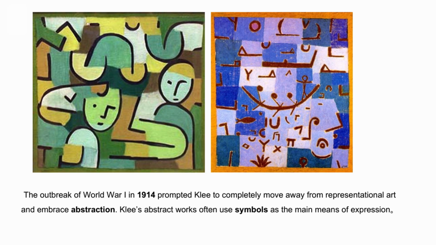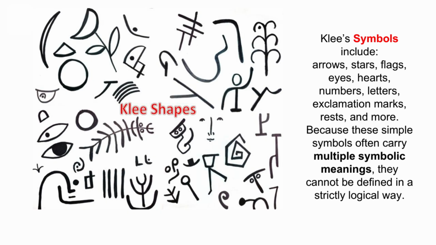The outbreak of World War I in 1914 prompted Klee to completely move away from representational art and embrace abstraction. Klee's abstract works often use symbols as the main means of expression. Klee's symbols include arrows, stars, flags, eyes, hearts, numbers, letters, exclamation marks, rests, and more. Because these simple symbols often carry multiple symbolic meanings, they cannot be defined in a strictly logical way.